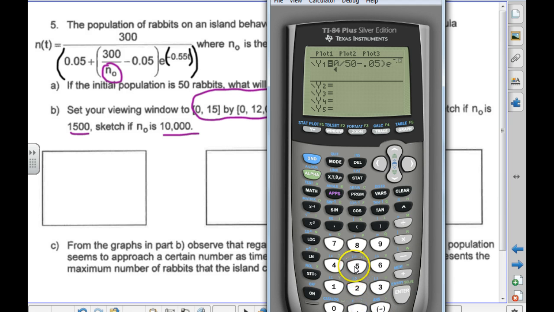And negative 0.55x, is that what that says? All right, I think I have all the parentheses I need. All right, and again, they gave us a window to use of 0 to 15 and 0 to 12,000. Be sure you get 12,000 in there, not 1,200. I'm not sure why they picked that because, well, I guess they put in 10,000 rabbits, so that makes sense. Is everybody getting that shape for the first one?